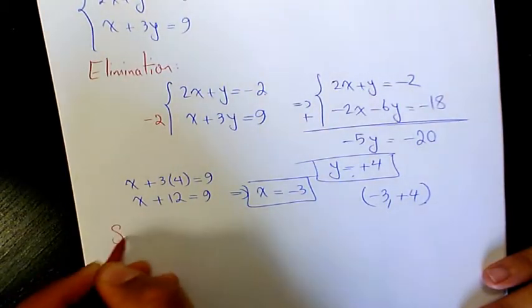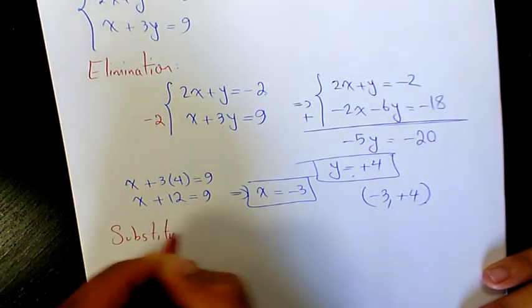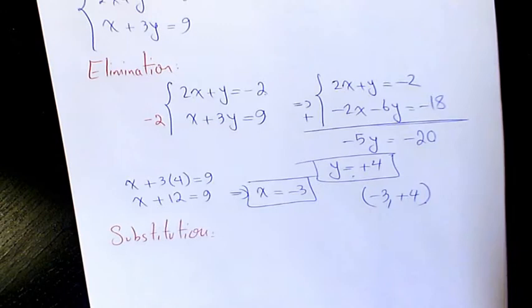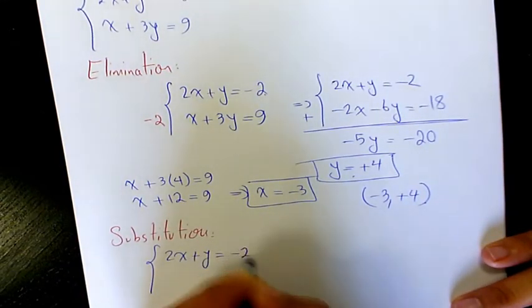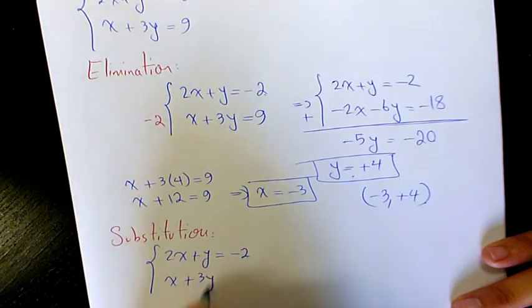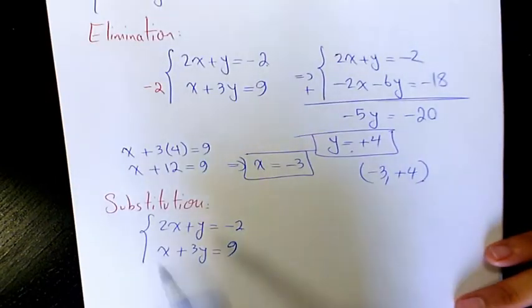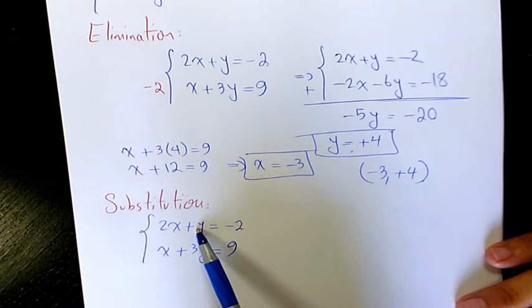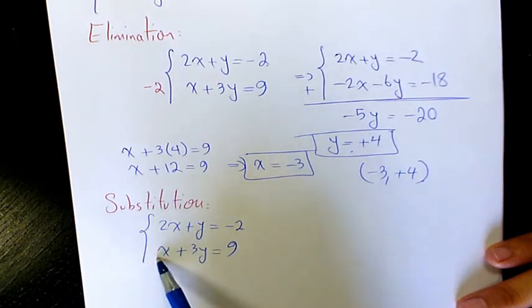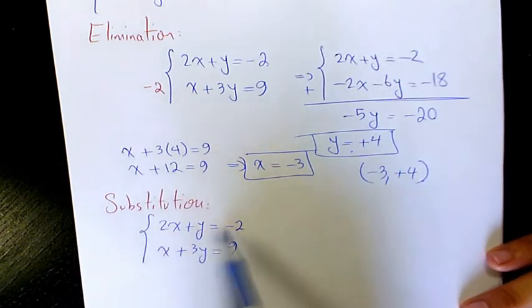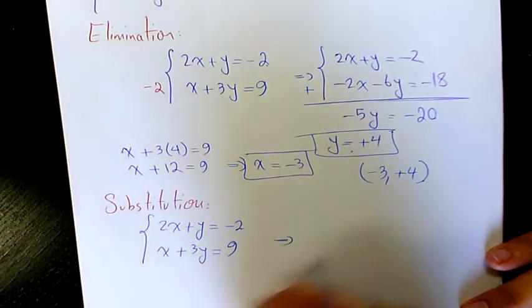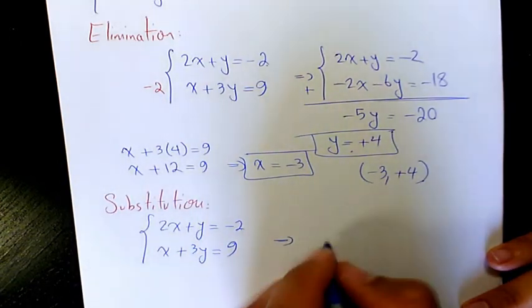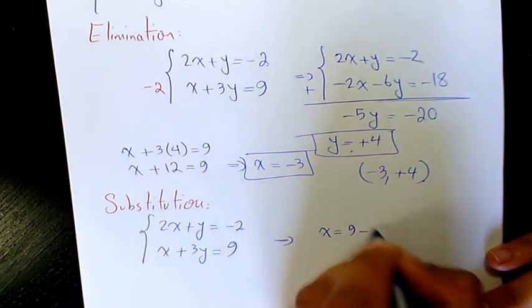Now let's use substitution method. Alright, the two equations again: 2x plus y equals -2, x plus 3y equals 9. As you see here, the coefficient of y in the first equation is 1, and the coefficient for x in the second equation is 1 as well. So we can isolate y from the first equation or isolate x from the second equation. Doesn't matter. Let's do the second one. So it's going to be x equals 9 minus 3y.